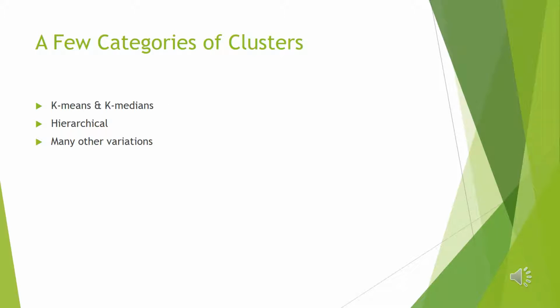On this slide, I've listed a few categories of clusters. The reality is there are more clustering algorithms than you can shake a stick at. In fact, k-means and k-medians, which I'll talk about later, have a multitude of variations. It just depends on what the statistician is trying to get out of the data set. We're going to talk about basic k-means and k-medians, and then also hierarchical clustering. That one has multiple versions as well.